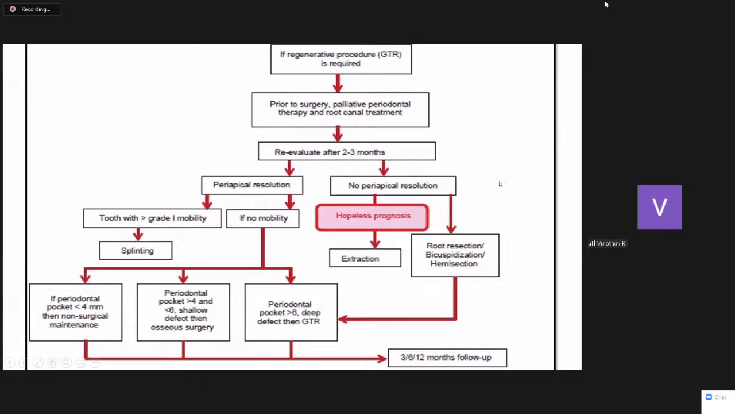Hemisection: you remove one half of the tooth along with the root, both crown and root. That is only hemisection. So these three you have to know, guys. You have to know the meaning of these three. They may ask in your exams.